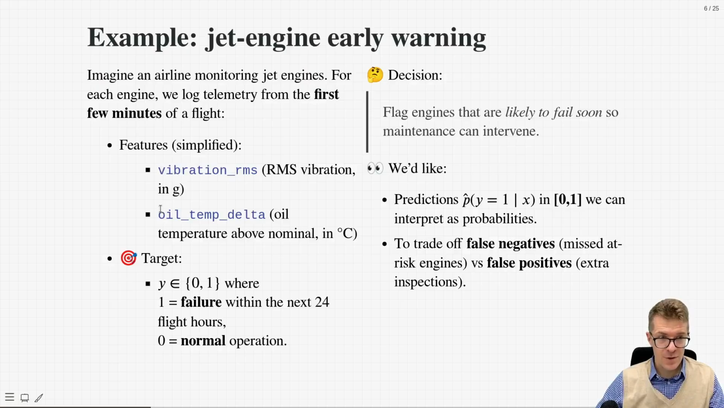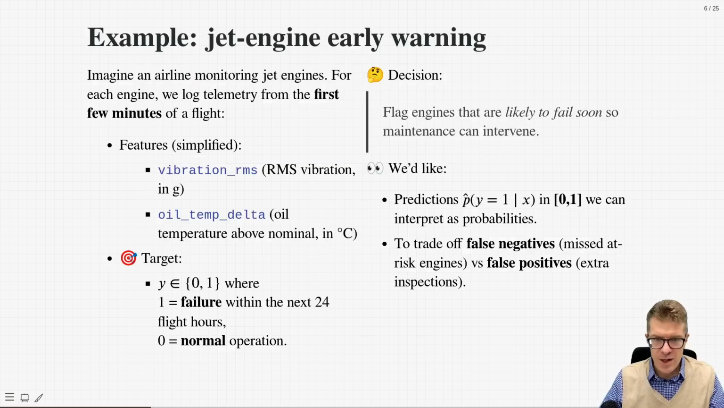These two variables together make a little vector x. We're going to have a target. The target, again, is a binary outcome, y. y is an element of the set {0, 1}. Either it's false or it's true. True means there's a failure within 24 hours. 0 is normal operation.